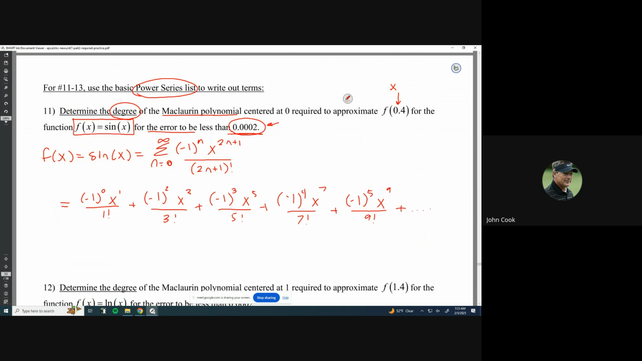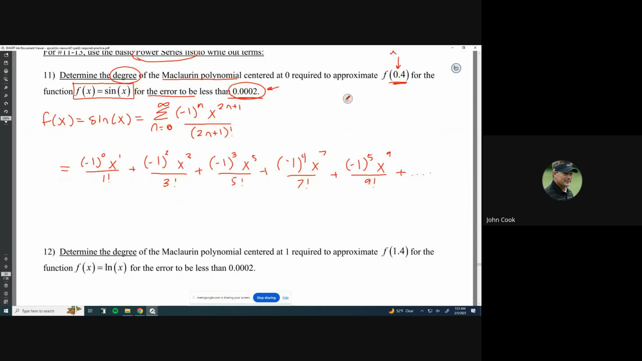But I'm going to try my luck and see if plugging in 0.4 and using my calculator yields a number that's small enough, less than 0.0002. So that's going to be my cutoff. I need to make sure that the term that I get is smaller than that. So once I hit a number smaller than 0.0002, I'm sorry, then I'm just going to stop, okay? So next I'm going to plug in 0.4 for all of these.